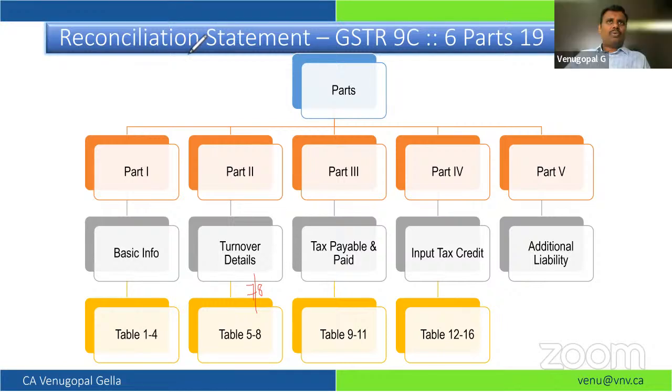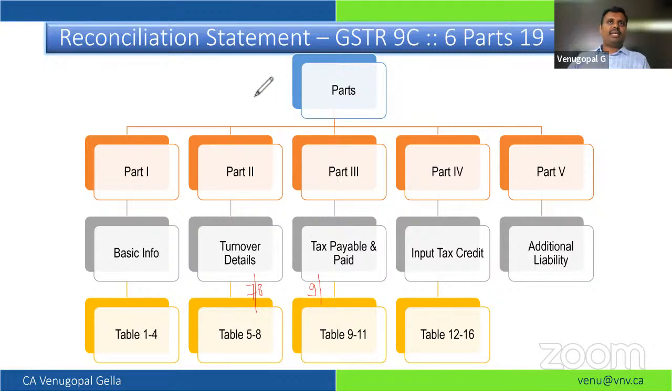Once the turnover has been disclosed and computed, as I said, the taxes could have been wrongly paid. I will compute this taxable turnover and the rate at which it has to be paid. The rate of tax is given in table 9. If it is good, perfectly fine.